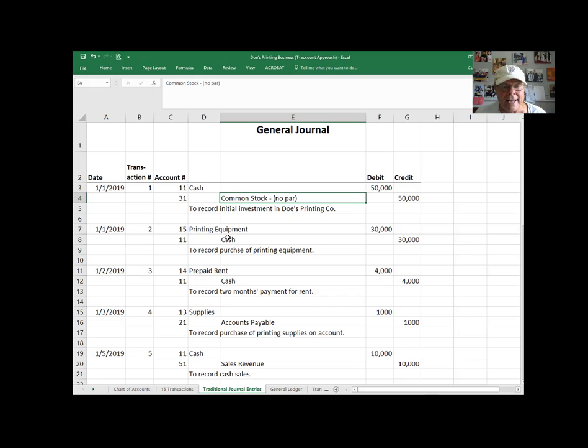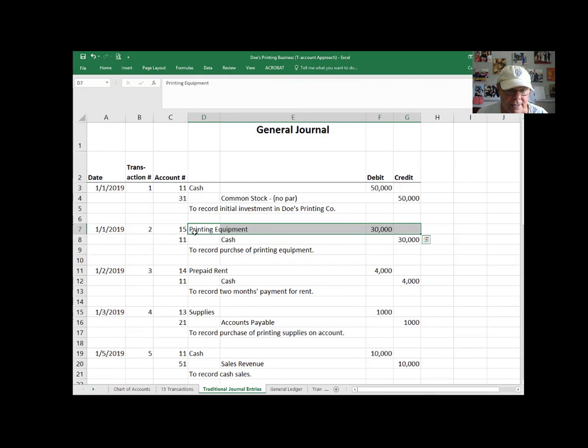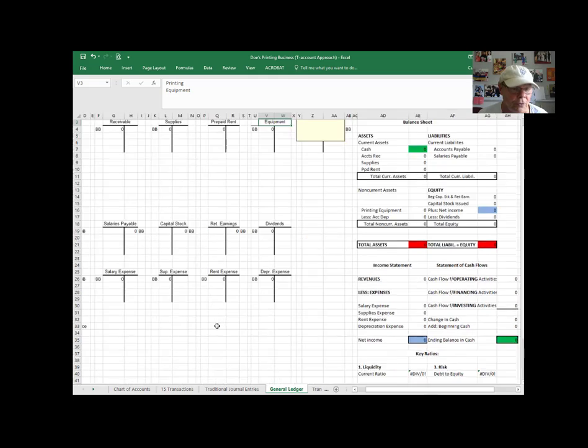Now, the second transaction, he would buy equipment for $30,000, crediting cash, and debiting printing equipment. Now, in our transactions, we see he bought equipment on January 1 of 19, and he uses straight line depreciation with a salvage value of $5,000. So our traditional journal entries, there's your first one, and here's your second one. And of course, these entries would be posted to the general ledger.